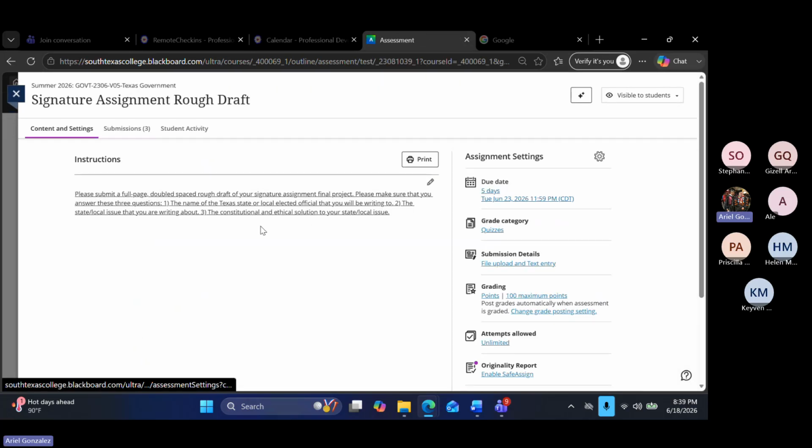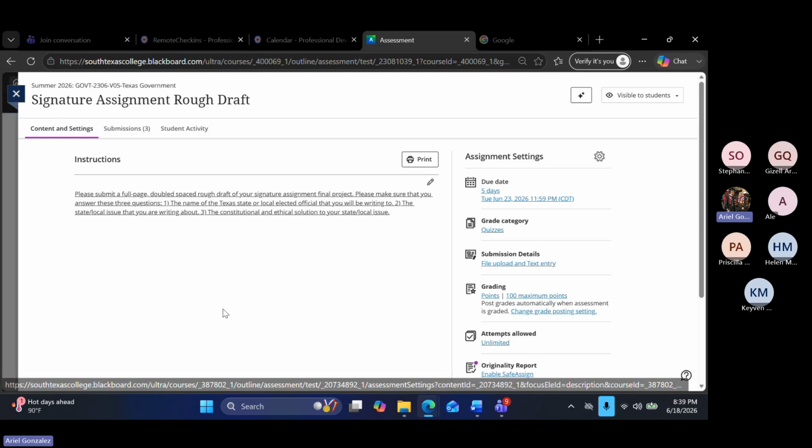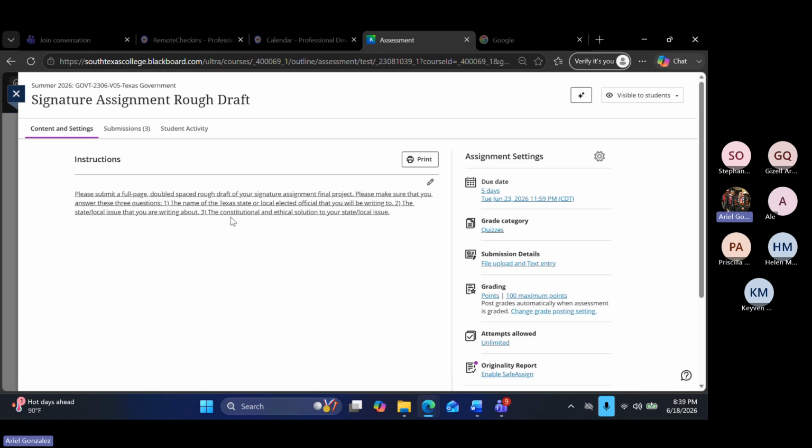Okay, so for Texas, again, please submit a full-page double-spaced rough draft for your signature on the final project. Please make sure that you answer these 3 questions. Number 1, the name of the Texas state or local elected official that you'll be writing to. Number 2, the state or local issue that you're writing about. And then 3, the constitutional and ethical solution to your state/local issue. So like I said, you're basically going to be summarizing what you're going to be completing in the signature assignment. You're going to be summarizing this here.